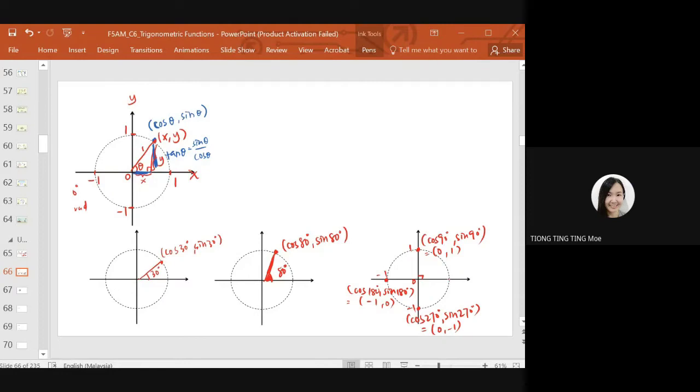So let's see whether the value here is 1, 1 or not. So try, cos 0, sin 0. The value you get is, oh sorry, not 1, 1, it's 1, 0. X, Y, 1, 0. So from here, we can have the conclusion. The coordinate is cos theta, sin theta.